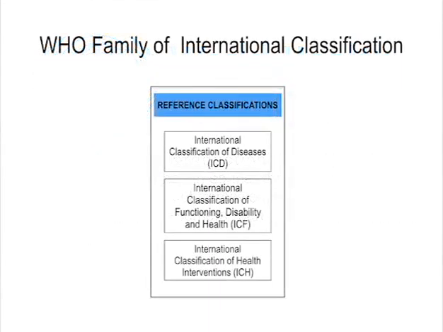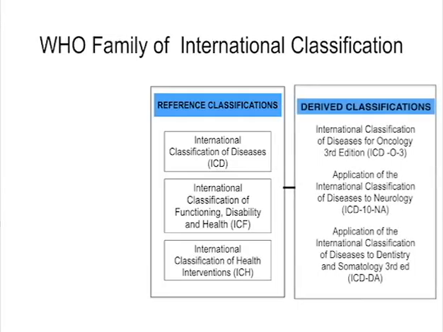The WHO family of international classification is composed of three main types of classification. 1. Reference classifications are the main classifications covering the essential and basic parameters of health. It includes the International Classification of Disease, the International Classification of Functioning, Disability, and Health, and International Classification of Health Interventions. The second classification are the derived classifications, which are based on the reference classifications.